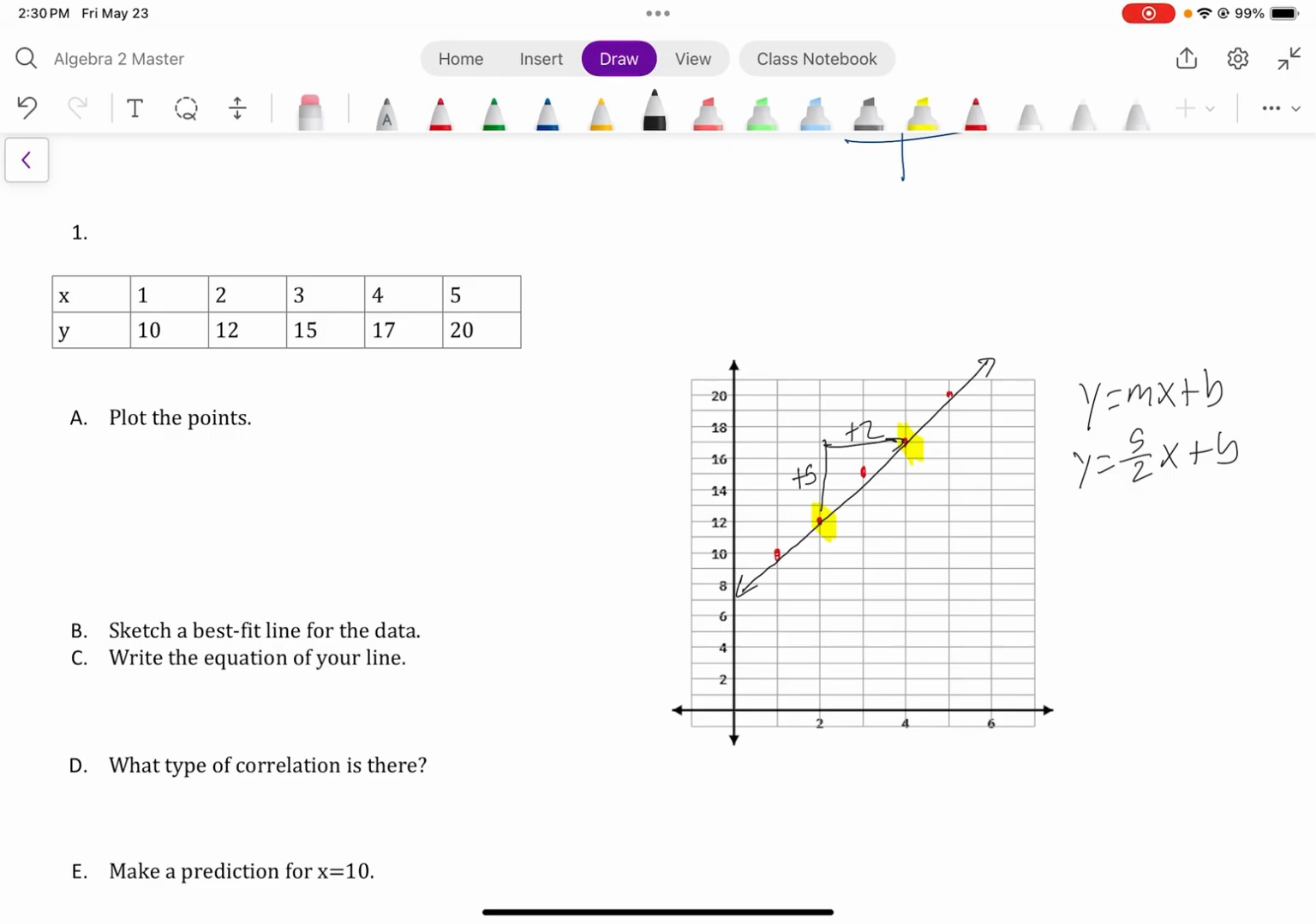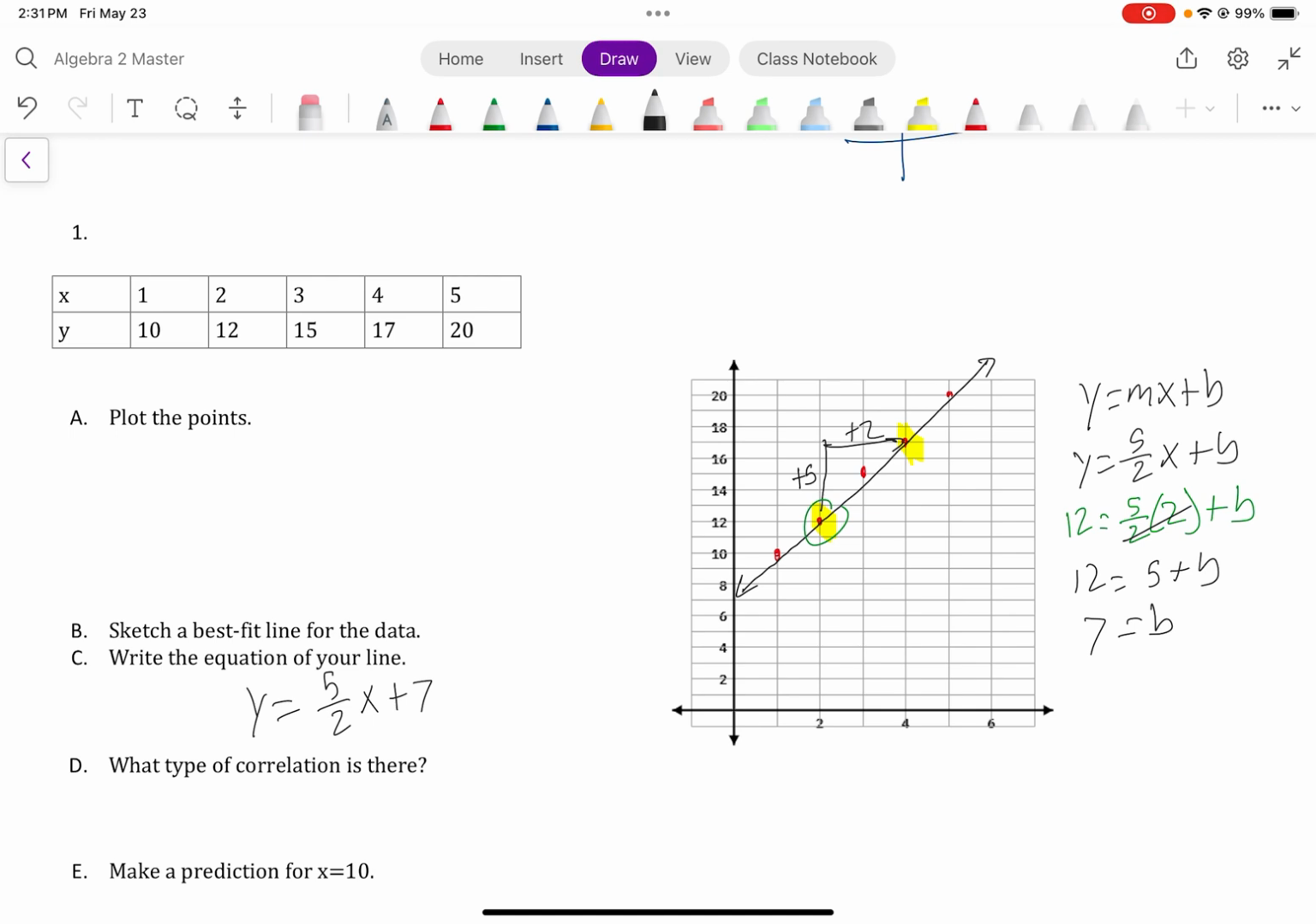Now to find what that b is, it would be nice if I could just say, well, it crosses right here. But I don't know that for sure because I'm hand sketching this. So I'm going to pick one of the two ordered pairs. I'll pick this one. And I'm going to plug that ordered pair in. So y was 12. And the reason I picked this ordered pair is because x is 2. So now, 5/2 times 2, those 2's cancel. I've got 12 equals 5 plus b. So b is equal to 7. And I get my equation of y equals 5/2 x plus 7. That's my estimate of my line of best fit.